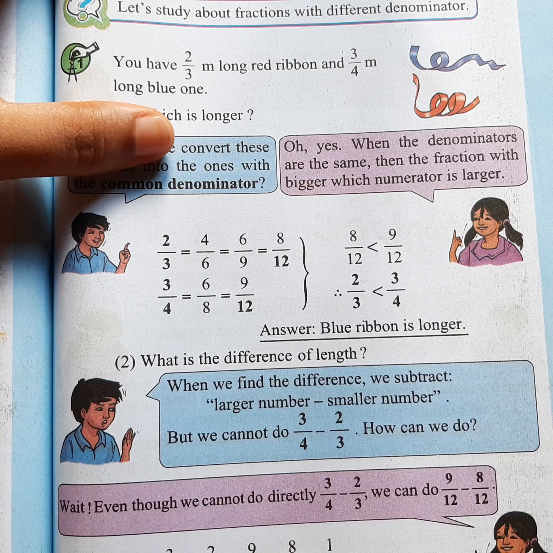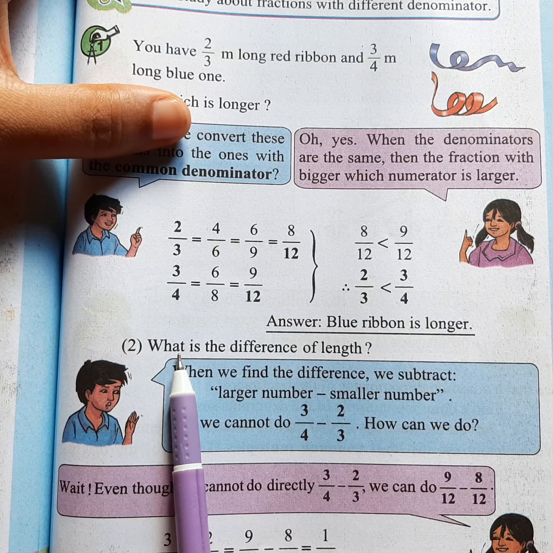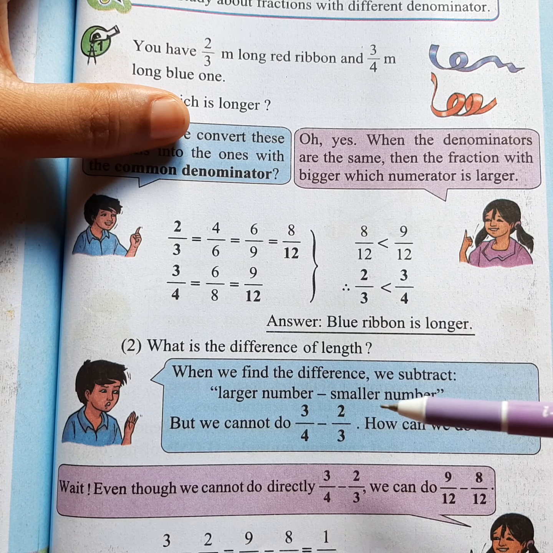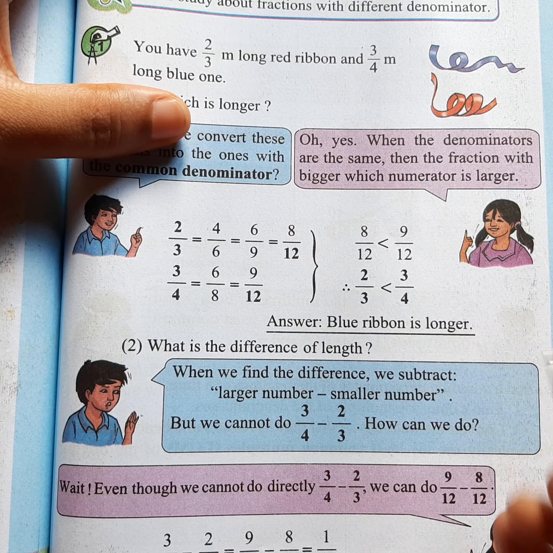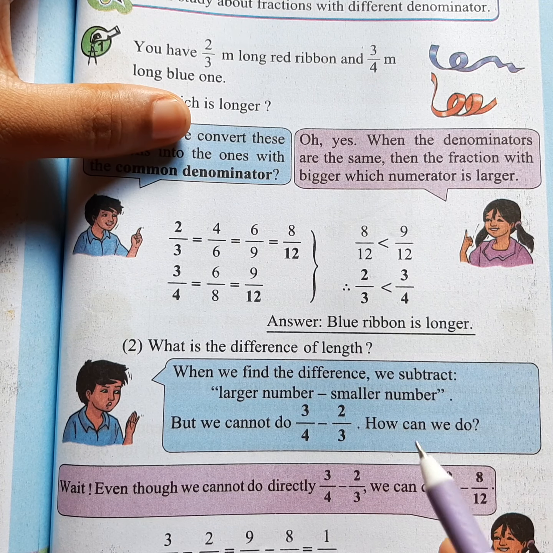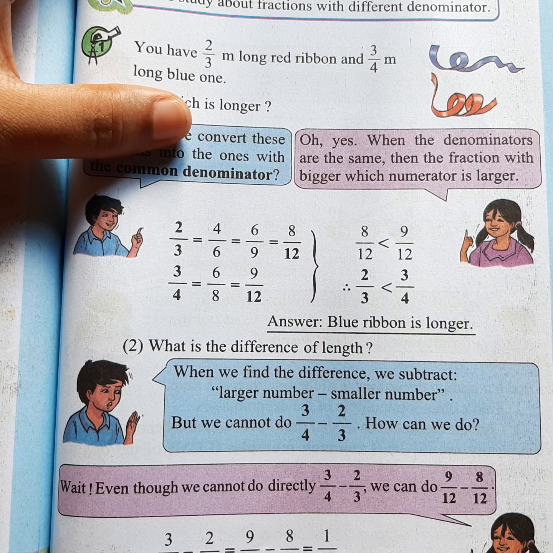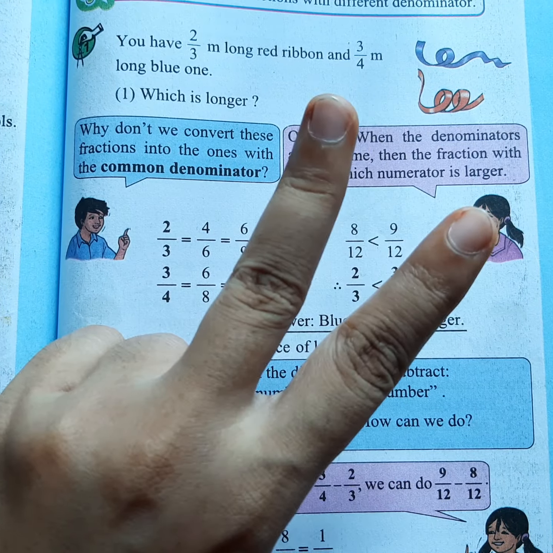Okay, the next one. You can see from page 95, the next question is about the difference of the length. So we have two different lengths, this one and that one. They are different because one is smaller and one is greater. But when we know which one is greater, we have to put the greater fraction in front and then the smaller one at the back, because we cannot subtract the bigger one from the smaller one. We have to subtract the smaller one from the bigger one. Never forget that.